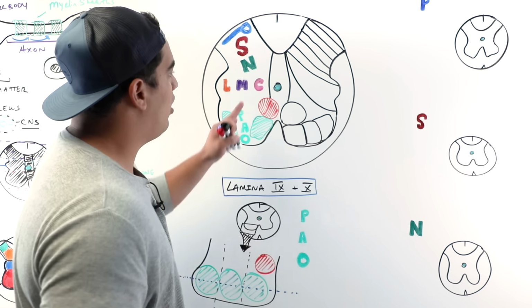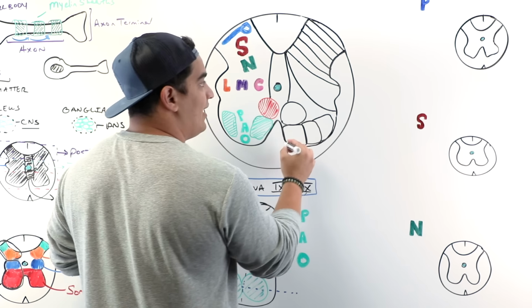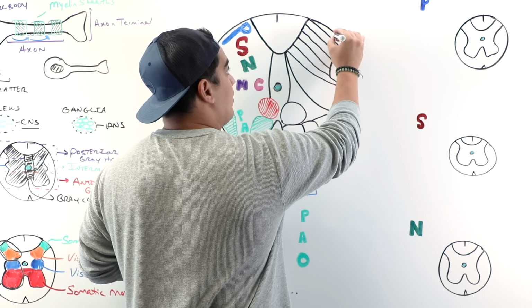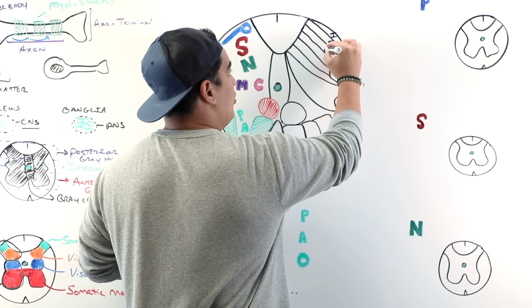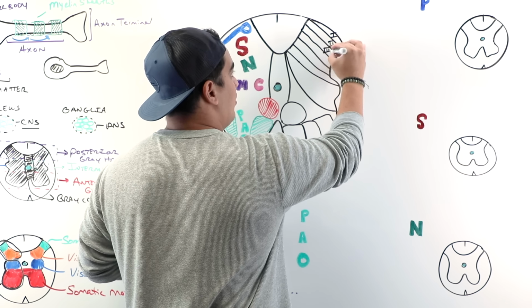So Rexed laminae basically was a way that we can categorize or separate the different areas of the gray matter on our spinal cord here. And it's a really simple system, thank goodness. If we just numbered this as we go from posterior to anterior, you're going to be going here, the first lamina, lamina 1, 2, 3, 4, 5, 6.